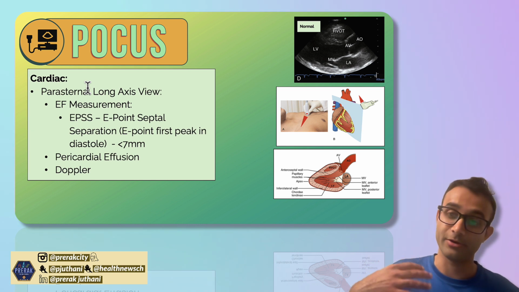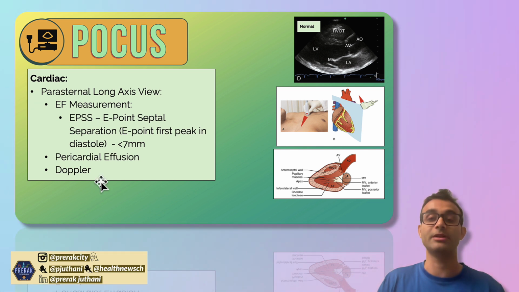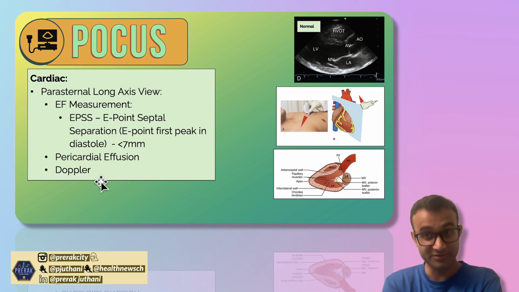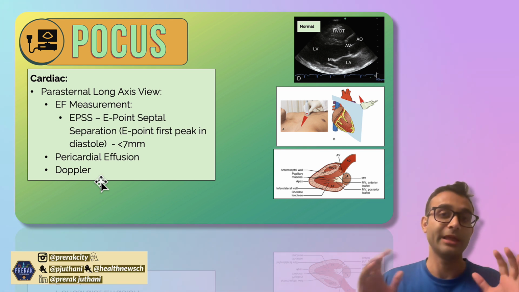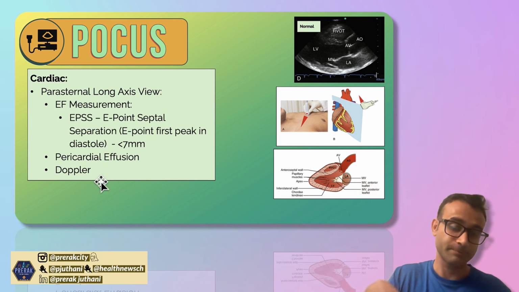And the big thing here is we talked a bit about how to measure the EF. We talked a bit about how to think about pericardial effusions and where to look for them. And we also talked a bit about the Doppler mode of ultrasound, where you can essentially see if you have severe regurgitant valves, if you are able to look at that. That was in the first video. It's going to be linked, hopefully in the description as well as up here.